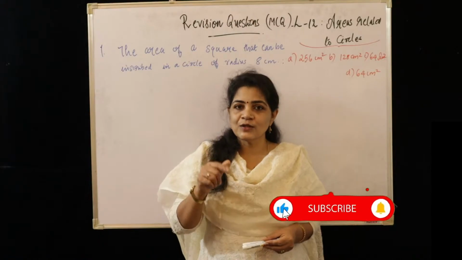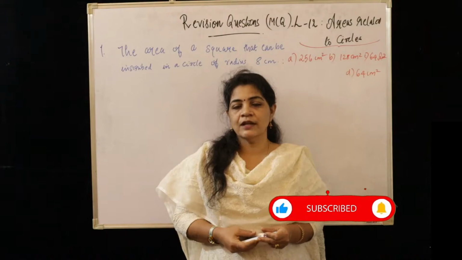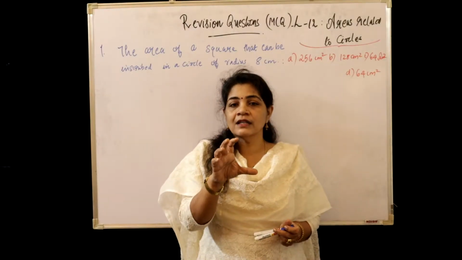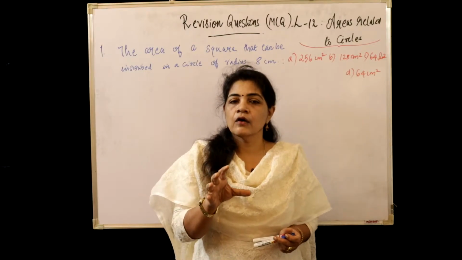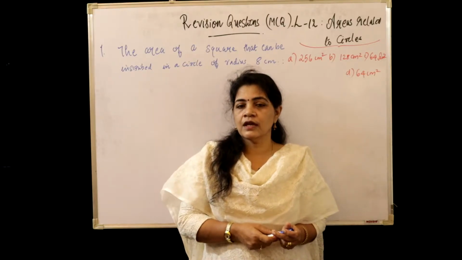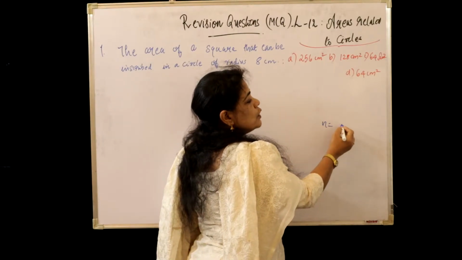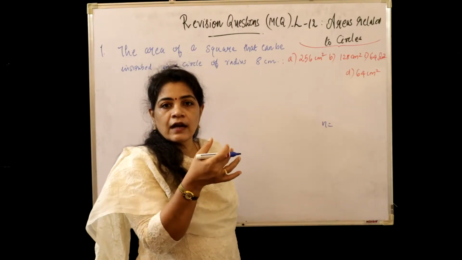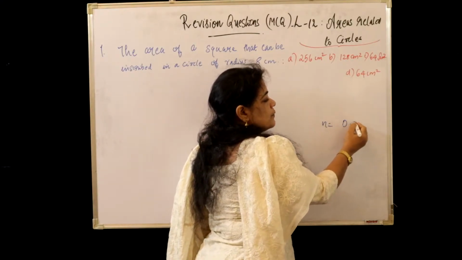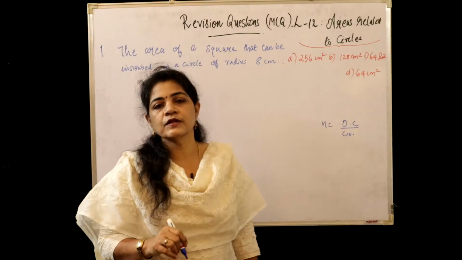The first one is how to find out the number of revolutions made by a wheel of the car. You may be given the total distance covered by that car during a particular time. In order to get the number of revolutions, we have this formula: N is equal to total distance covered divided by the circumference of the wheel. That is the first formula.